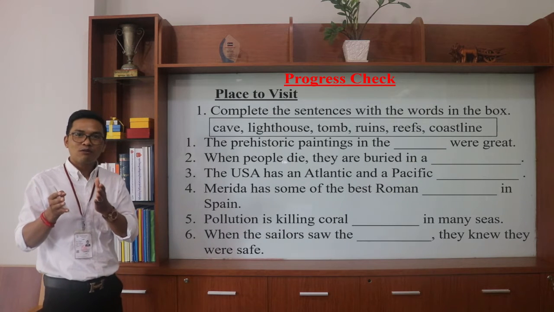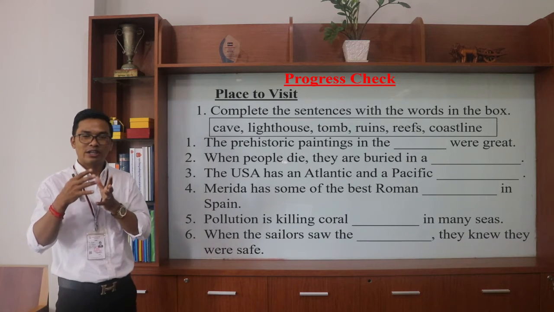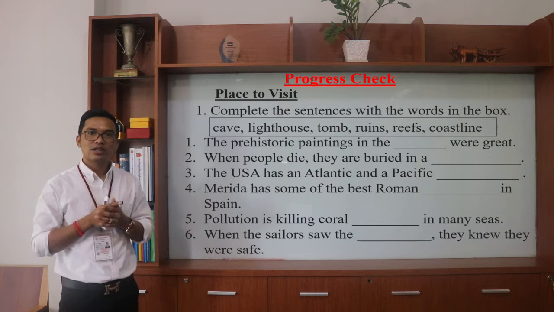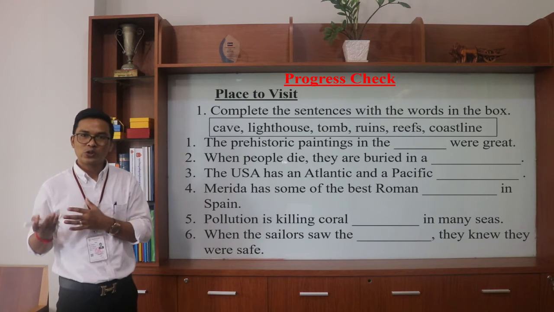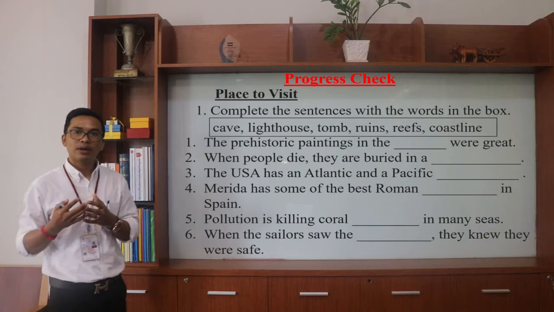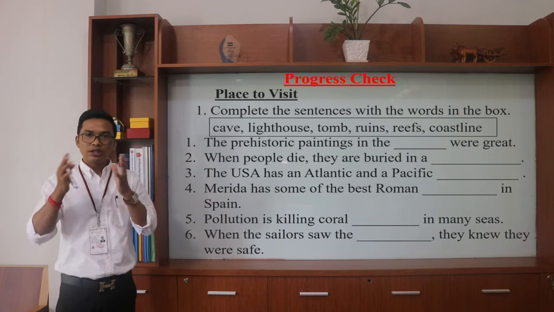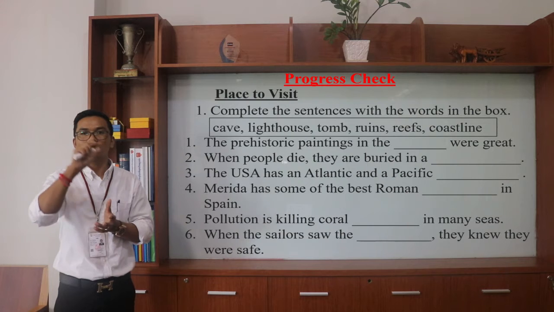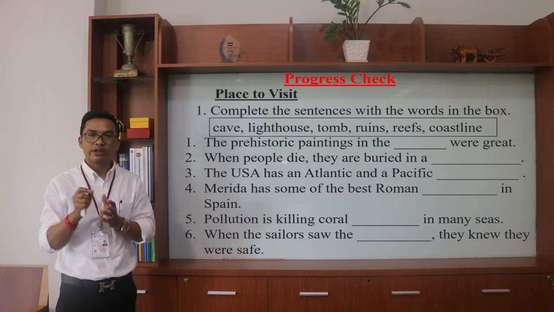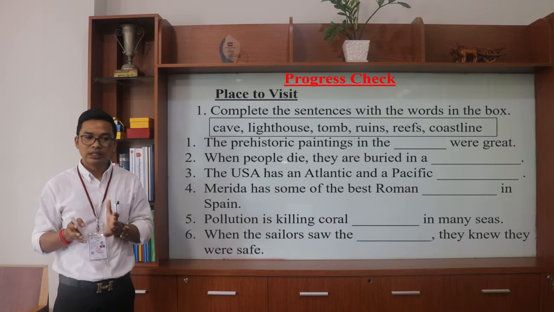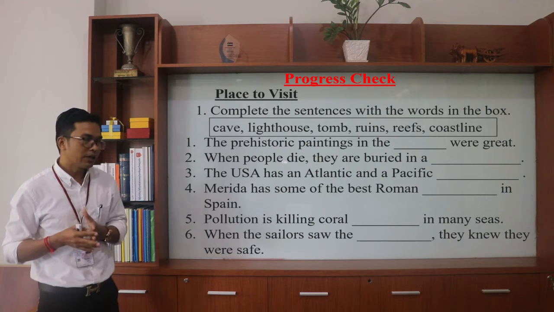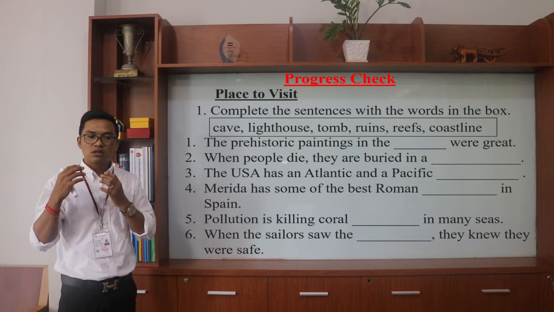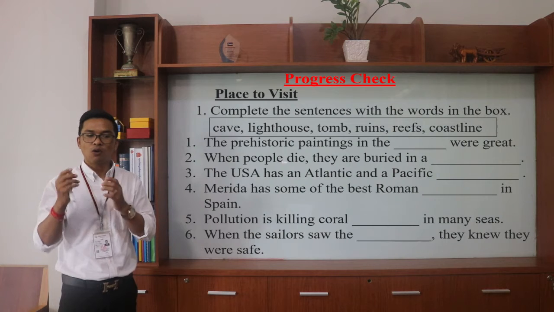Alright, next I want to turn your attention to our revision, our main lesson today. The first thing I want you to do with me is places to visit. As I remember, at the beginning of Unit 4, we studied places to visit, and there are various kinds of vocabulary that you have learned. Right, so let's go with me one by one. We have cave, lighthouse, tube, ruins, reef, and coastline.